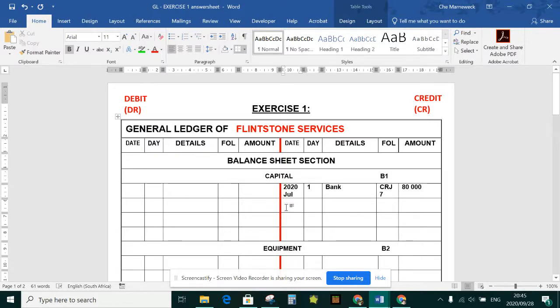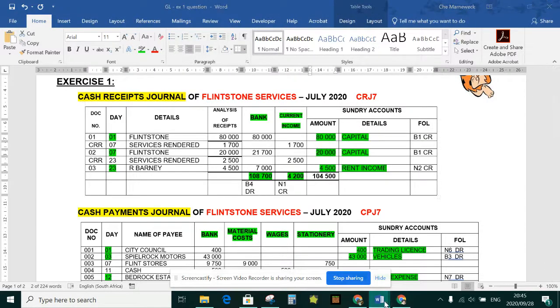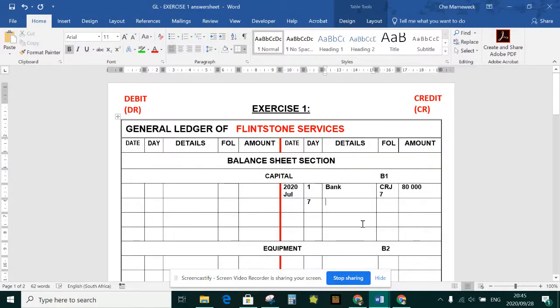You can repeat the year and month if you want, but you don't have to. The next one is on day 7. Yes, day 7, it's 20,000 Rand. When the money was received, where did we put it? We put it in the bank account. The code is CRJ7, and we received 20,000 Rand.